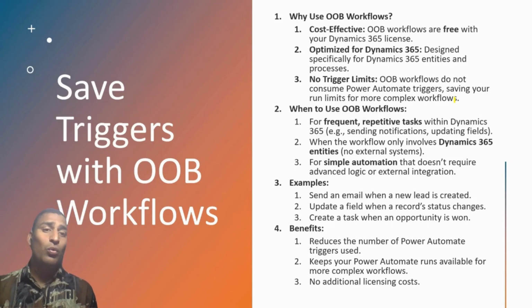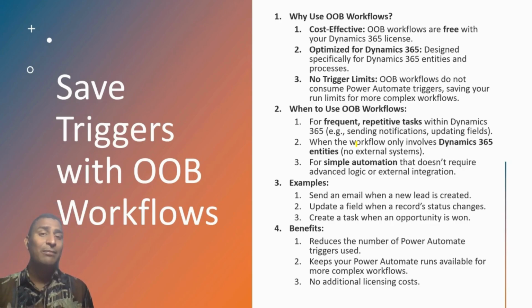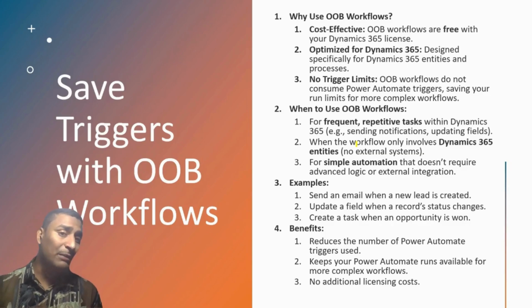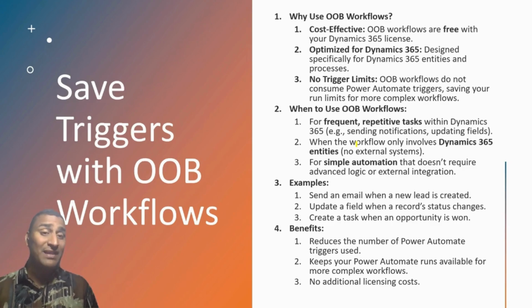Now, when to use it? As I said, if a frequent, repetitive task is there, for example sending email, you don't need to use Power Automate for sending email. You can use the out of box workflow, which Microsoft still supports. Earlier also we were sending emails this way. Unless you need a high level of customization in the email template, you can use the out of box workflow.